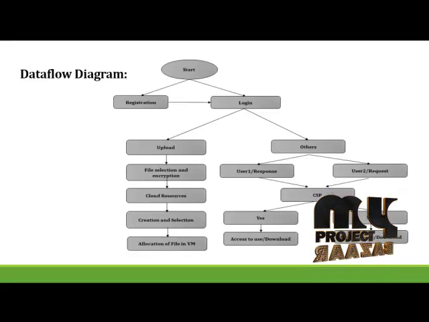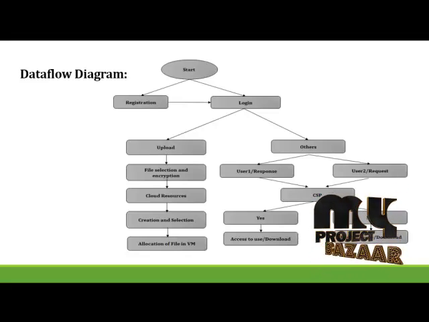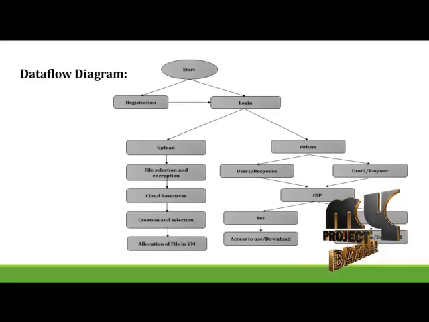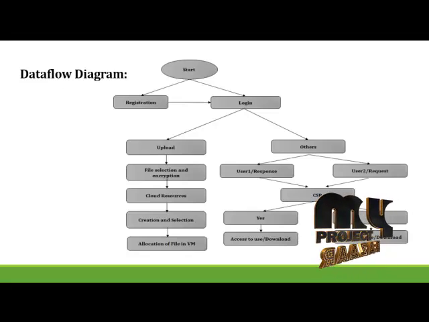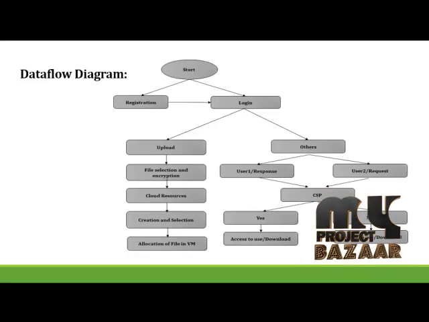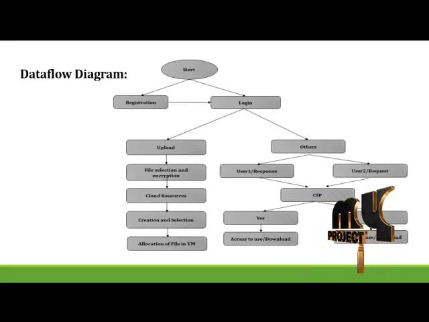For the uploading process, the user chooses a particular file for uploading, and the file will be encrypted and stored in the virtual machine. For that, we create the cloud resources, and in the cloud resources it generates multiple virtual machines inside the cloud. After that, we select the cloud's best VM from the cloud creations. After that, we allocate the files, depending upon that we compare the file size, and then we allocate the files into the virtual machines.